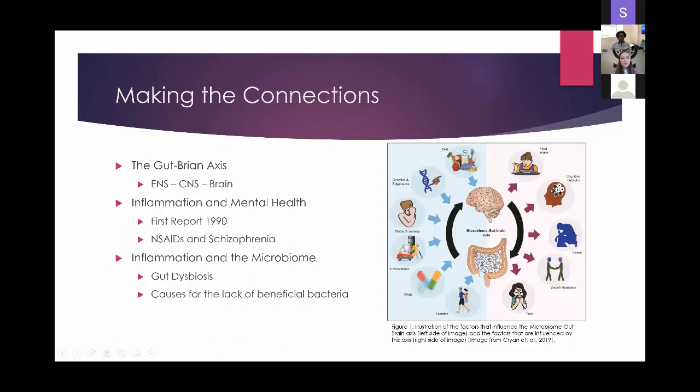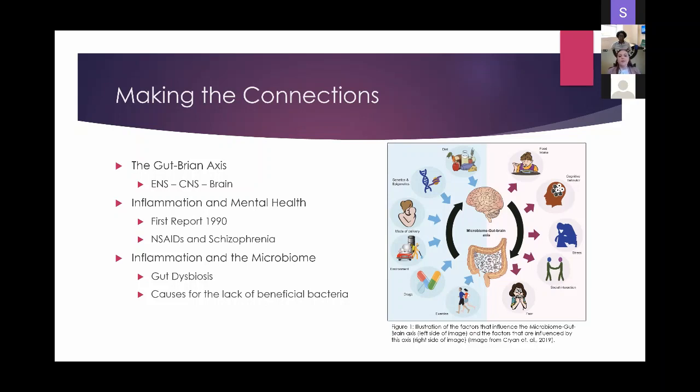So, making the connections between the microbiome and mental health. The connection between the two lies in the gut-brain axis. The ENS, or enteric nervous system, is part of our intestinal tract, and there are receptors in there for the neurochemicals that are produced by microorganisms. So the ENS then communicates with the CNS, which then communicates to the brain. So this gut-brain axis provides the ability for bacteria to communicate with the brain.